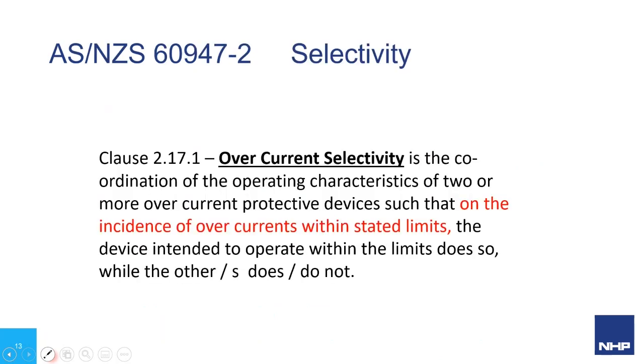Let's look at some of the definitions contained in AS/NZS 60947 Part 2. Clause 2.17.1 defines overcurrent selectivity as the coordination of the operating characteristics of two or more overcurrent protective devices, such that on the incidence of an overcurrent within stated limits, the device intended to operate does so within these limits, while the other does not. This is a simple and basic definition of what is expected for simple overcurrent selectivity.